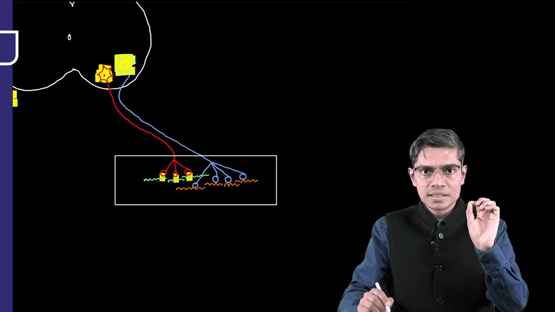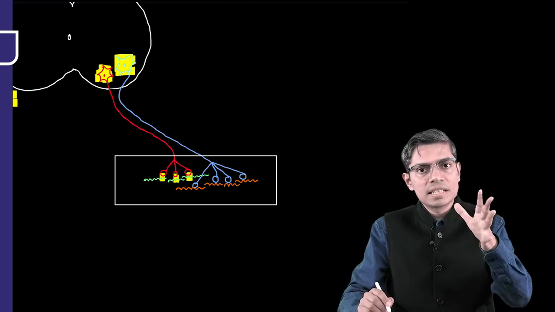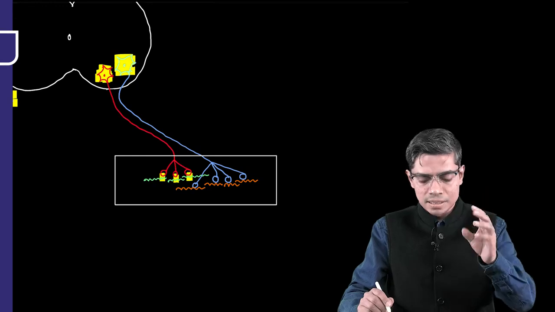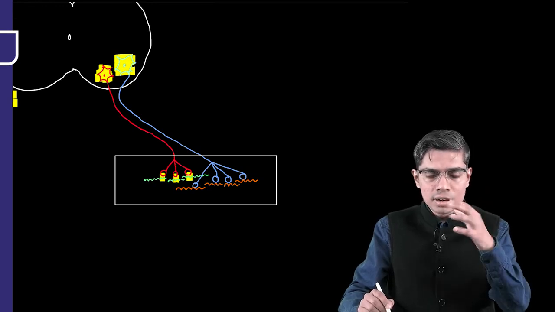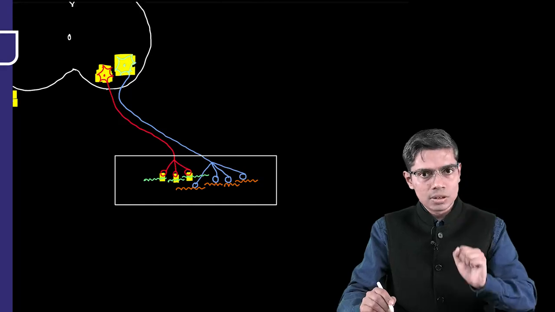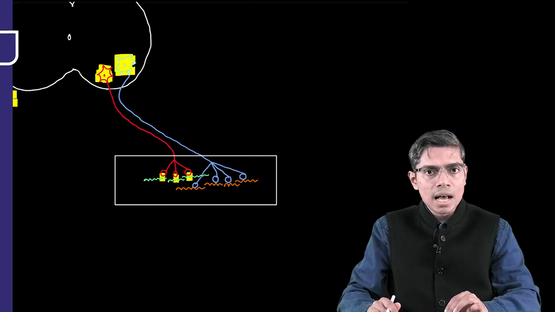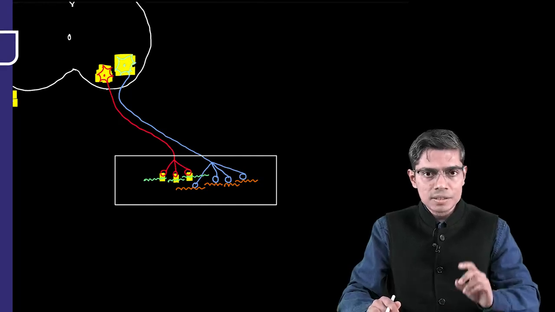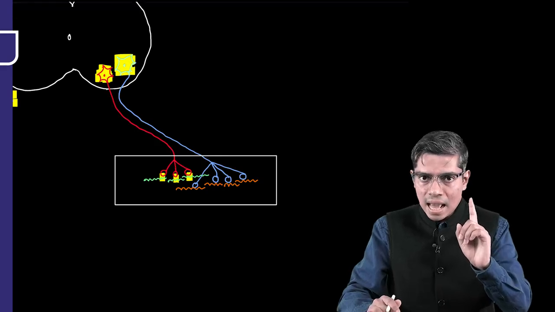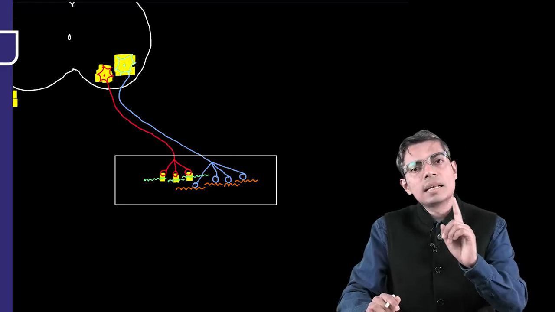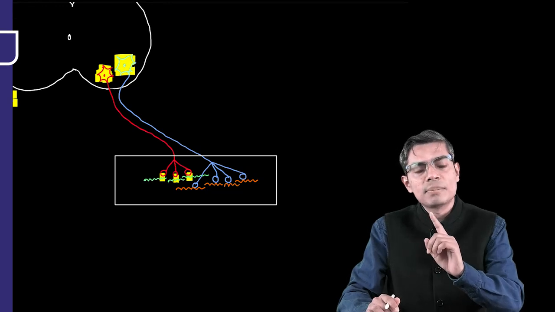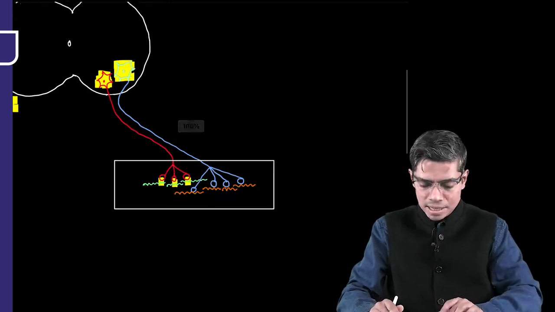So if I stimulate this red color motor neuron, 3 skeletal muscle fibers will contract simultaneously. But if I stimulate the blue color neuron, 4 skeletal muscle fibers will contract simultaneously. This concept is known as the motor unit, meaning one single axon and the number of skeletal muscle fibers supplied by it is known as a single motor unit.